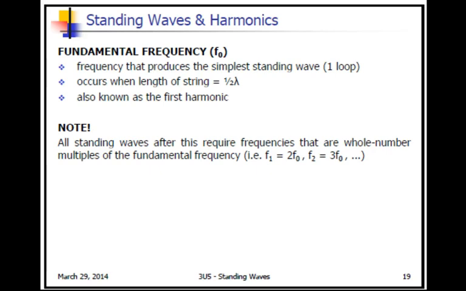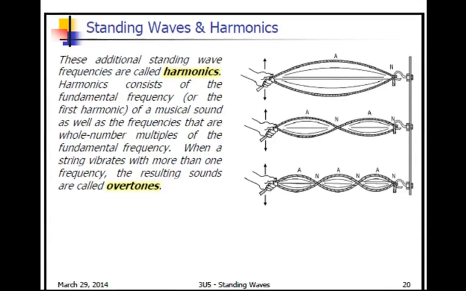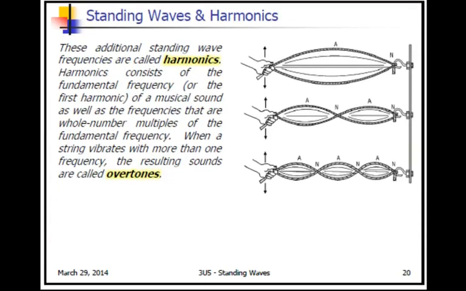All standing waves after this require frequencies that are whole number multiples of the fundamental frequency, just to state that again. The additional standing wave frequencies are called harmonics. Harmonics consist of the fundamental frequency, or the first harmonic, of a musical sound, as well as the frequencies that are whole number multiples of the fundamental frequency. When a string vibrates with more than one frequency, the resulting sounds are called overtones.